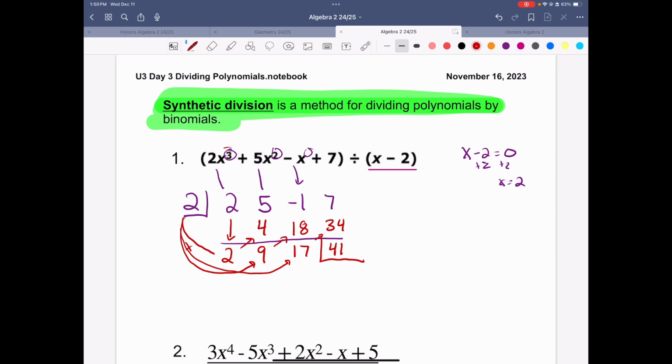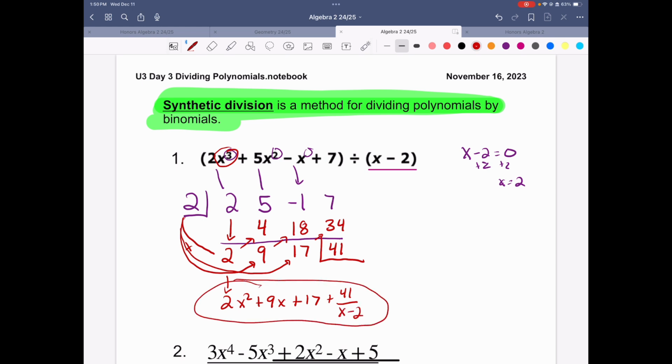I started with x cubed. So that means this, I'm going to drop down, is going to become 2x squared plus 9x plus 17 with a remainder of positive 41 over my divisor, which was x minus 2. And we're done. That's synthetic division, to divide polynomials. Much easier than doing the long division. Long division, you get the same exact answer.